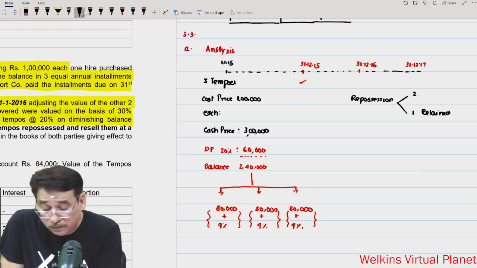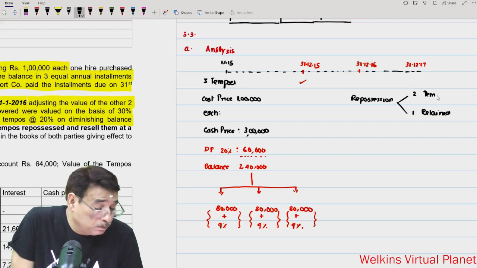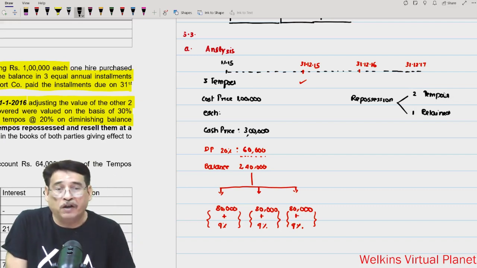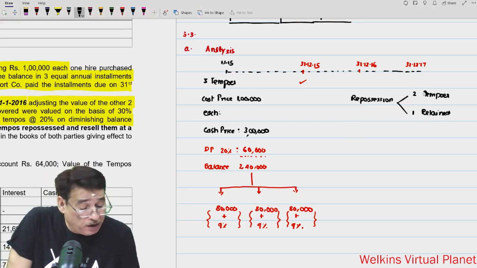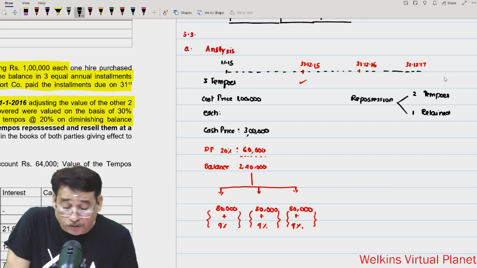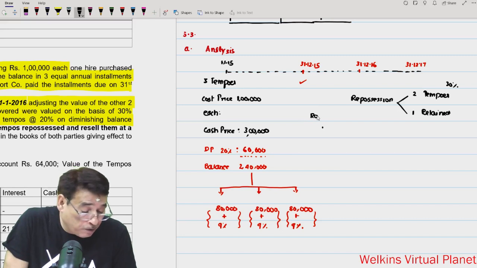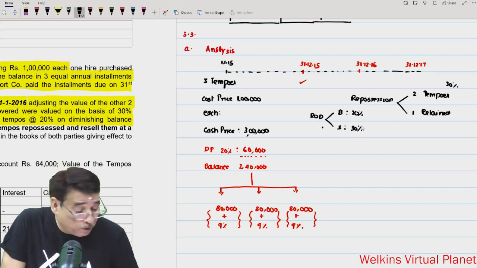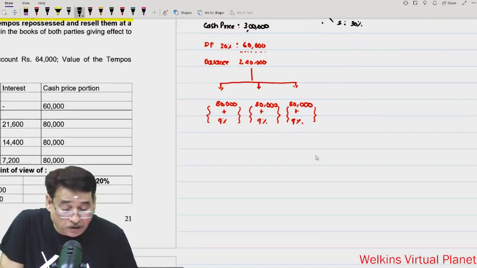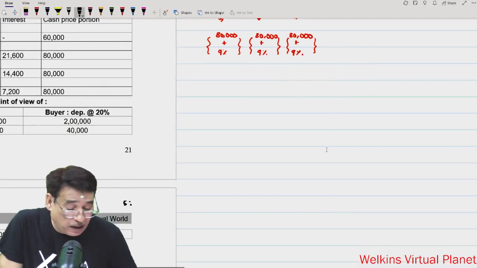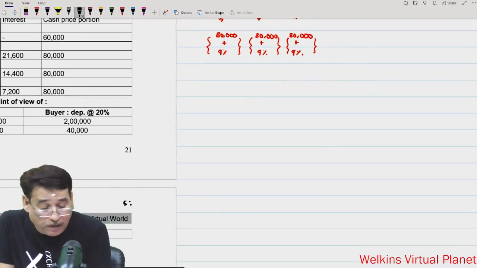Correct? Is it clear to you? Further in this particular question, it is also given that the tempos were repossessed at 30%. And the buyer's rate of depreciation is 20% in the question and the seller's rate of depreciation is 30%. Correct? And the rate of interest, we already have 9%. Cash price is also there. Rate of interest is also there. So as far as calculation of interest is concerned, that should not be a big issue.